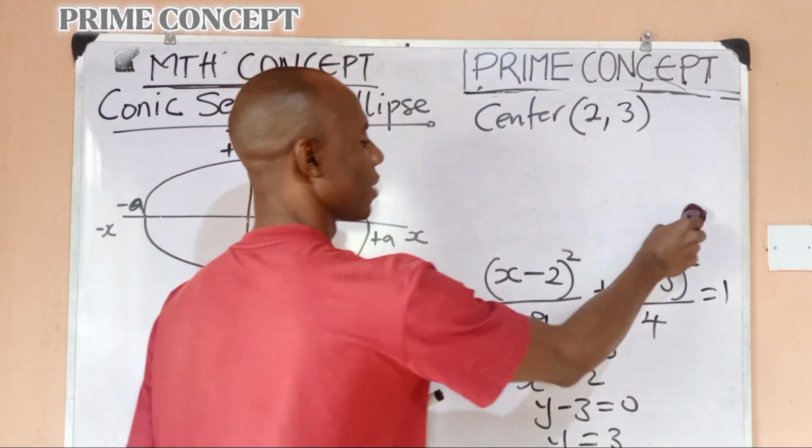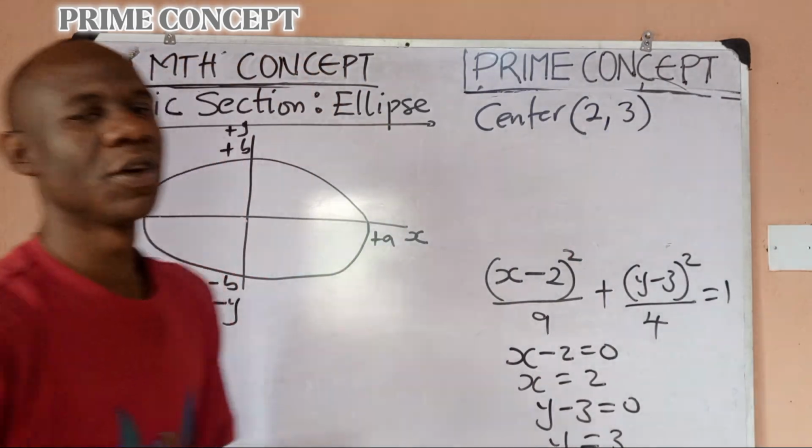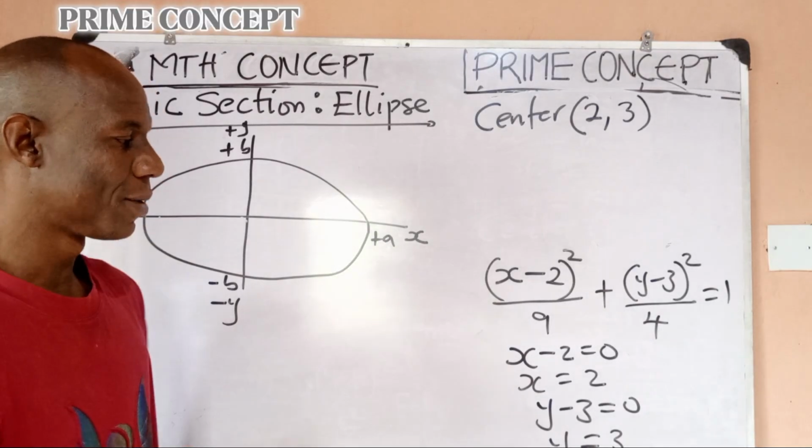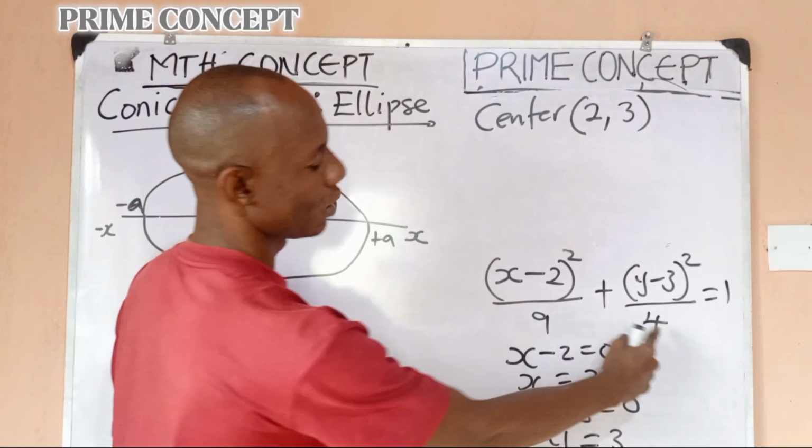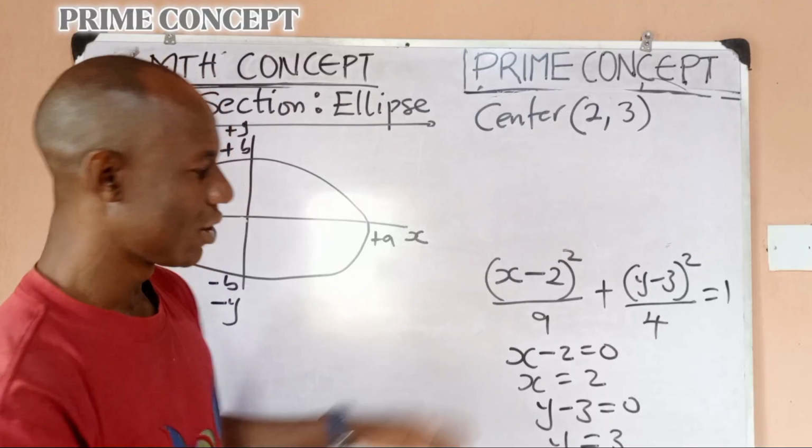Now, if I should ask you which axis of this ellipse is your major axis, quickly we're going to check. We have 9 and we have 4. Which of these values is larger?